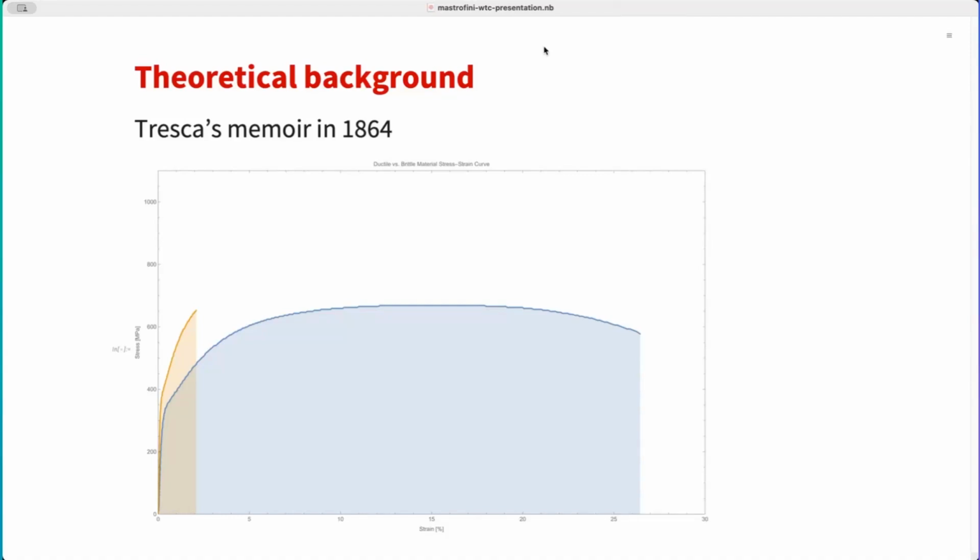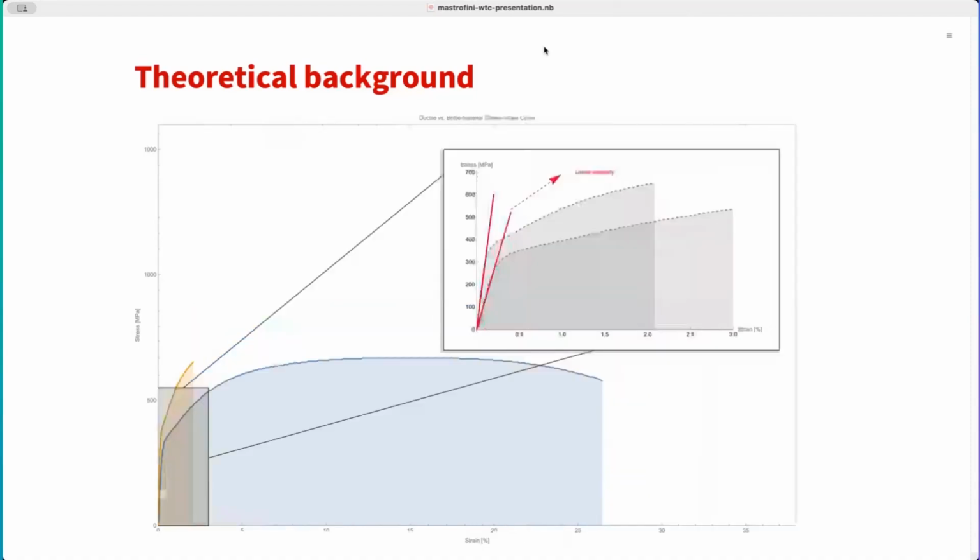And then, for a lot of time, we focus only on the first part of this curve, in particular, studying what is computationally known as linear elasticity. However, this is focusing only on the first part of the curve, while we may need to model also the remaining part of the curve, especially for ductile material, as for instance, the steel.